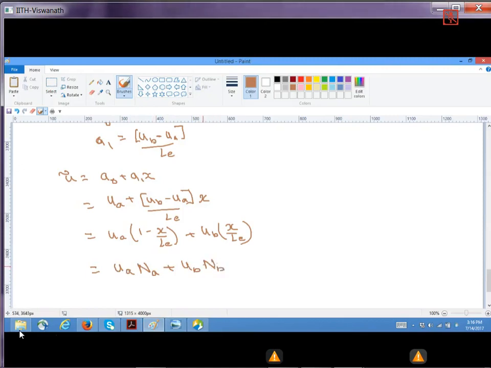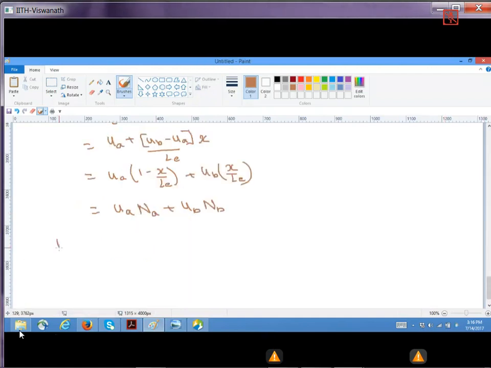this form. So automatically my NA, I can define my NA as 1 minus x by Le, and then I am writing my u tilde, which is the same as this fellow, the same as uA NA plus uB NB, provided I define my NA and NB as these things.